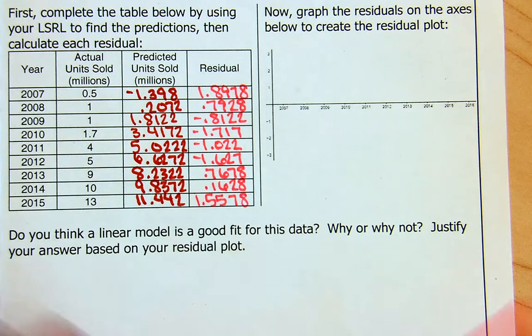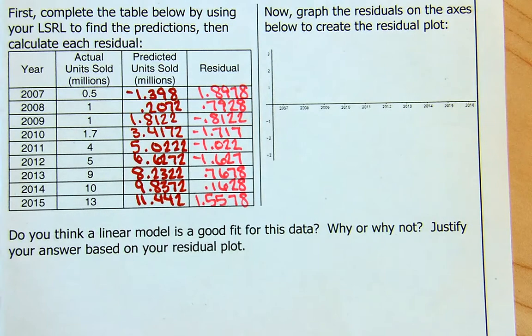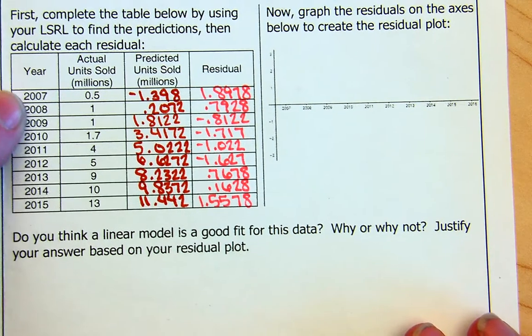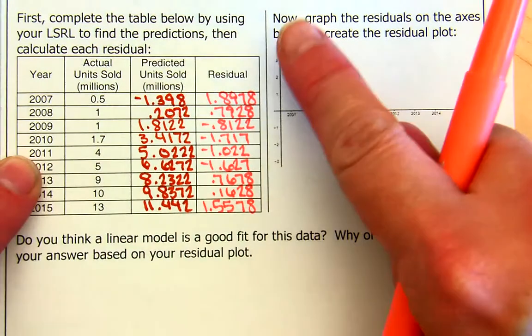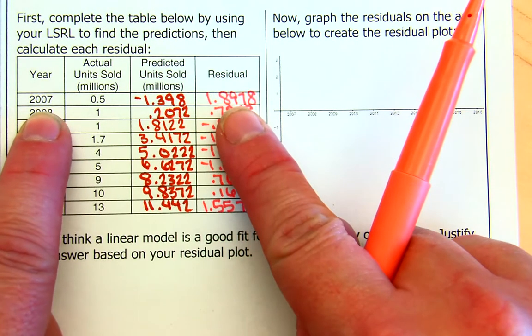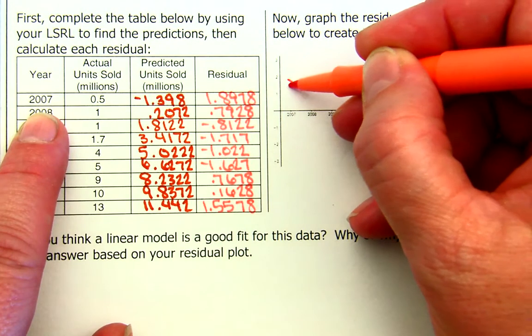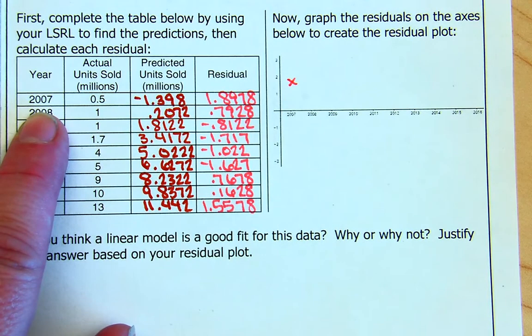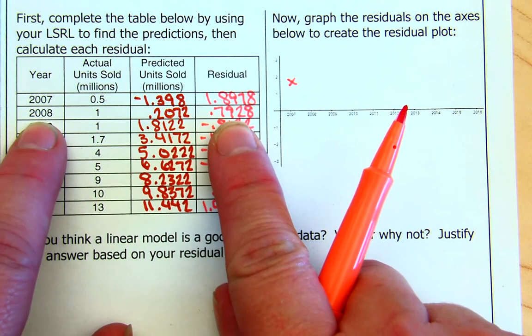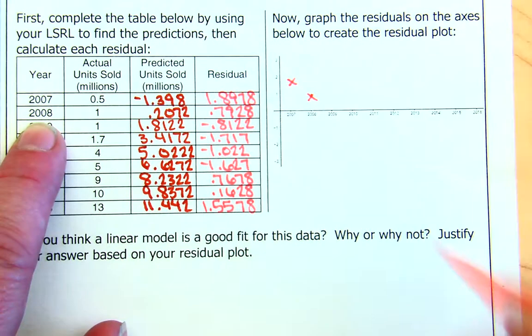Okay, so to make our actual residual graph or residual plot, what we're going to do is use our x value, so our year, and our residual is the y. So in 2007, the residual was 1.89. So in 2007, right about there. So in 2008, we had 0.79. Right about there.